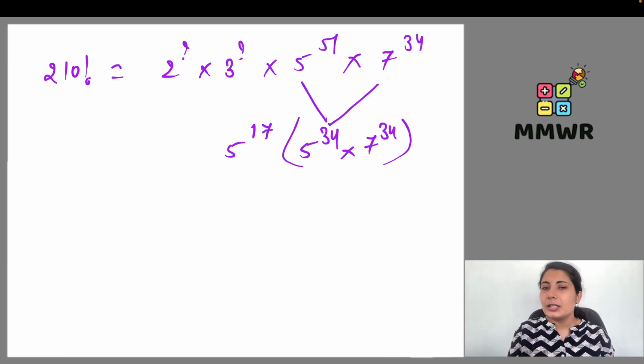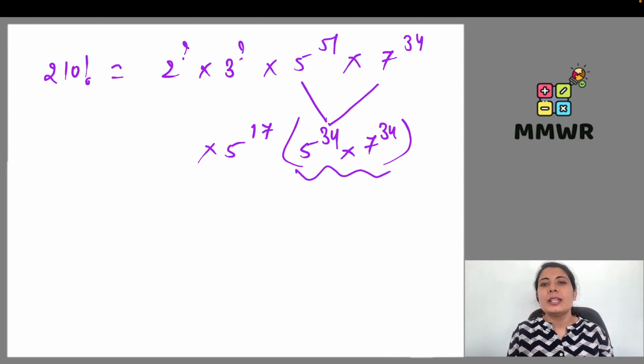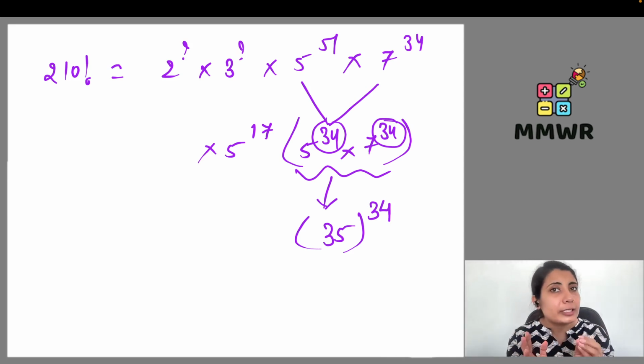17, राइट। 17 5 जो है वो बच गए, तो 5 की पावर 17 को मैंने सेपरेट कर दिया। तो ऐसे कितने 35 पॉसिबल है मेरे पास में? 34 35 पॉसिबल है। मतलब 5 मल्टीप्लाई 7 गिव्स मी 35 और 35 की पावर 34। ऐसे 34 टाइम्स में 35 ले सकती हूँ। वाई?